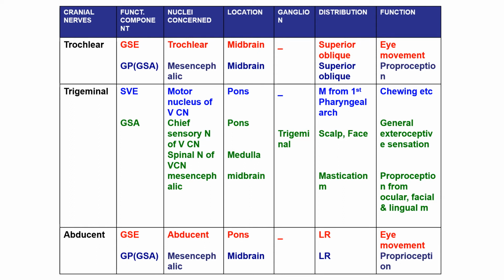Coming to the sixth cranial nerve, that is the abducent nerve. The functional components are first the general somatic efferent column, for which the nucleus concerned is the abducent nucleus located in the pons, distributed to the lateral rectus muscle and helps in eye movement. The second component of this cranial nerve is the general proprioceptive column or the general somatic afferent column. The nucleus concerned is the mesencephalic nucleus, which is located in the midbrain, distributed to the lateral rectus muscle and helps in proprioception.